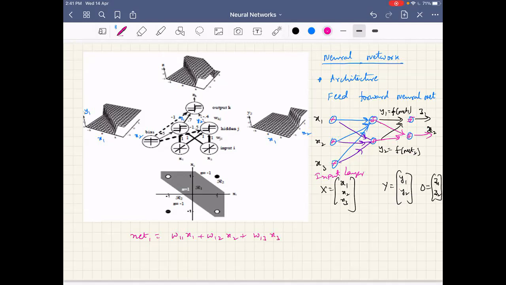Since you have 3 inputs here. Similarly, net2 is equal to w21 into x1 plus w22 into x2 plus w23 into x3. As you can see here, net1 and net2, if you consider them as a net vector, this essentially comes from a matrix multiplication of x1, x2.